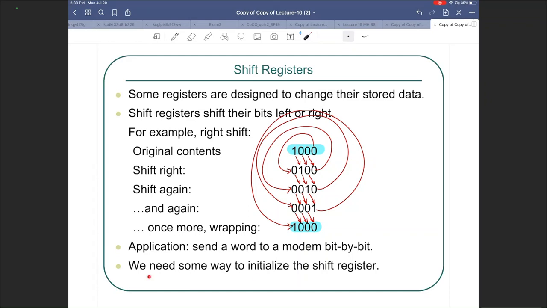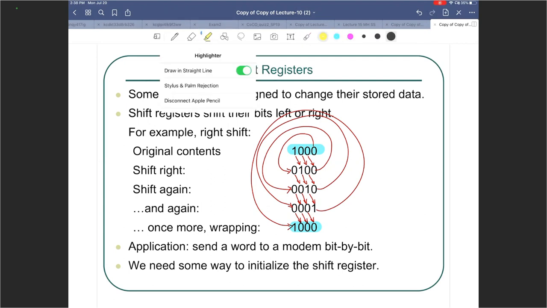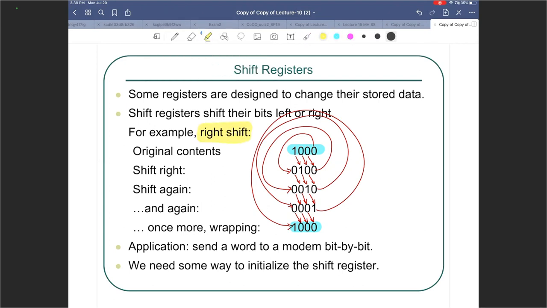So now we need some way to initialize the shift register. We need some way to initialize it to 1000, and then as you clock things through, they will keep moving to the right. We just looked at this with respect to shifting things right. It can be shift left, it can be circular shift, there can be different variations on this, which we'll look at next. But that's essentially what we are trying to do. We are shifting the contents of the registers.